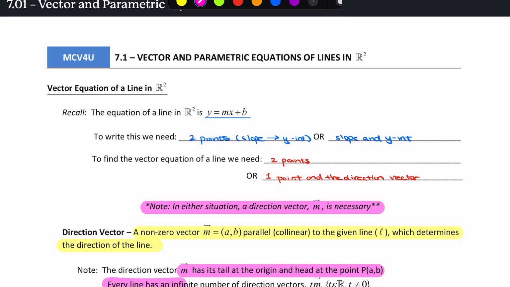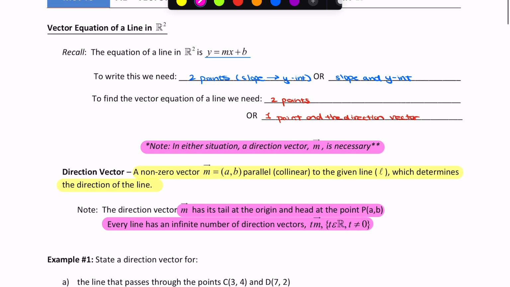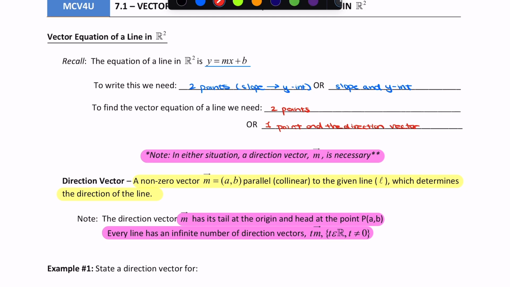Here, every line has an infinite number of direction vectors, t times the direction vector m, where t is an element of real numbers, but t cannot be equal to 0. So here t is a scalar multiple.